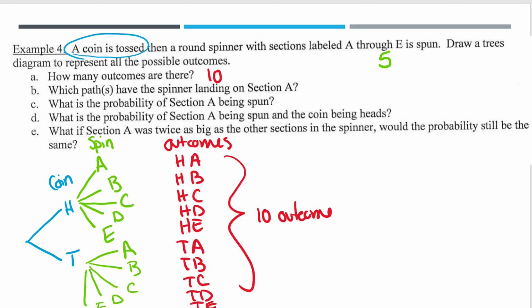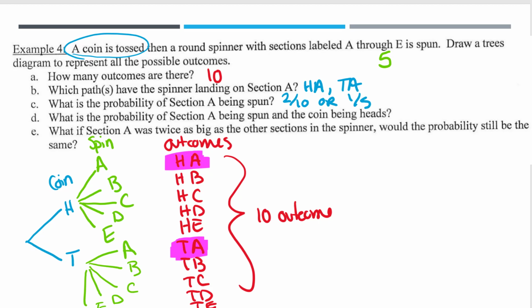Which paths have a spinner that lands in section A? So we have the head A, and then we have the tail A. So the outcomes are head A and tail A. What is the probability of section A being spun? Well, there's 2 outcomes that have section A, so it would be 2 out of 10, or simplified to 1/5.